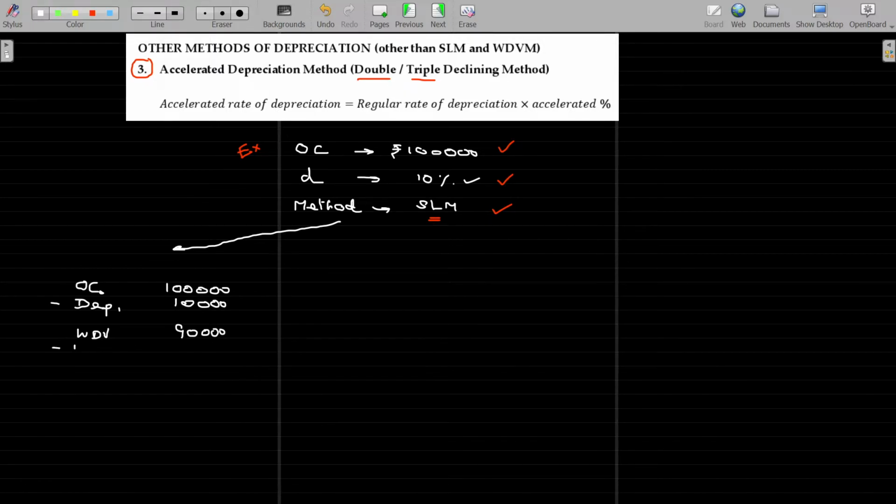Minus depreciation for the second year, as the rate of depreciation 10% will be calculated, means as it's being SLM method, the rate of 10% will be applied on 1 lakh. So for 1 lakh you can calculate 10%, which is 10,000 rupees. So from 90, if you subtract the 10,000, now it is 80, which is the WDV by the end of second year.